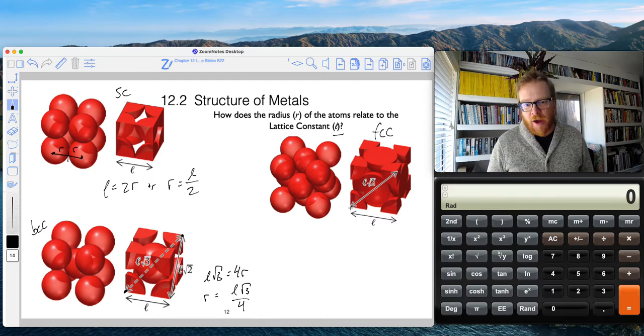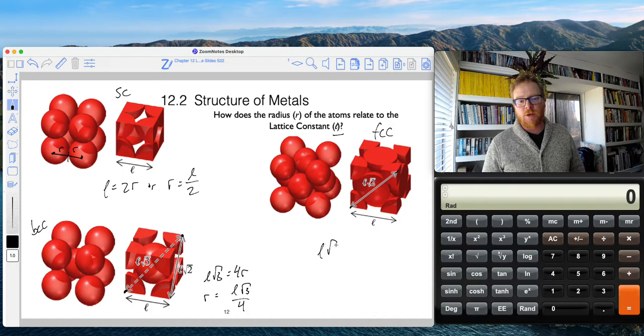All right. So now finally, our FCC, our face-centered cubic. So if I go from this corner to this corner, so on the same face, geometry tells us that's L times √2. So L times √2 equals, and now hopefully you can see that that's going through 4 radii. So 1, 2, 3, 4. So that equals 4R. And once again, I could say R equals L√2 divided by 4.